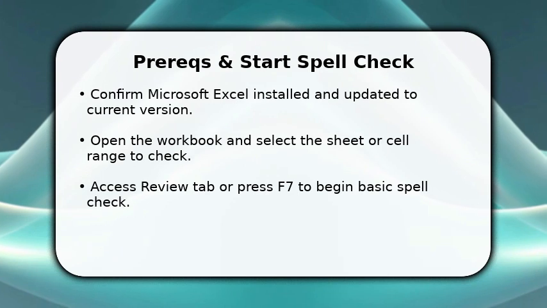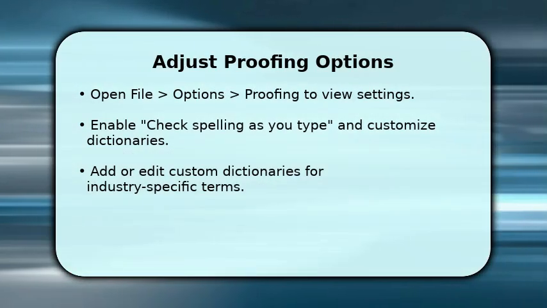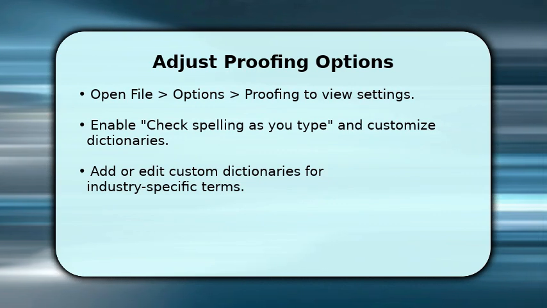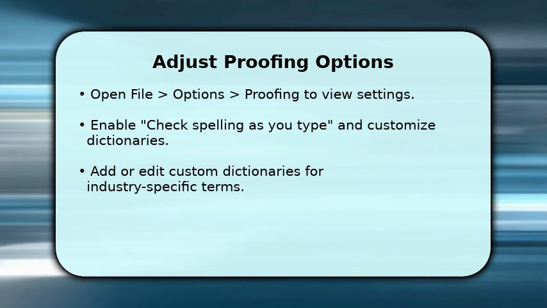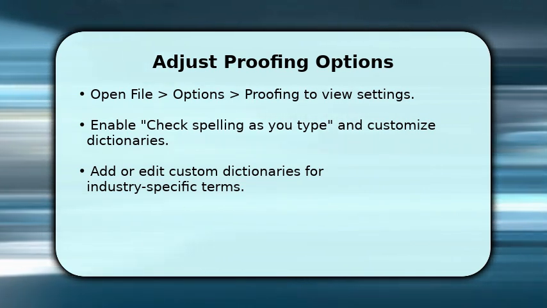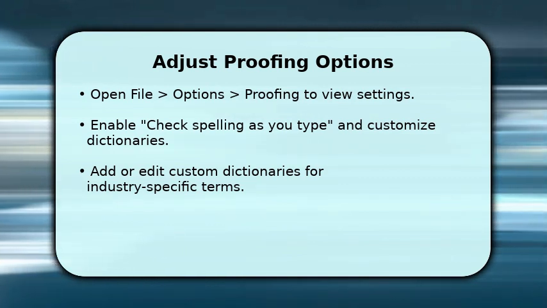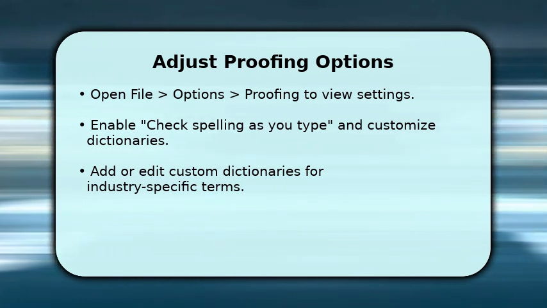Once the basic check runs, make sure proofing settings match your needs. Go to File, then Options, then Proofing. Here you enable check spelling as you type for live feedback and choose custom dictionaries to accept domain terms. If you work with names or technical words, add them to a custom dictionary so Excel stops flagging them. Also adjust language and autocorrect rules. This improves accuracy and prevents repeated false positives in the future.